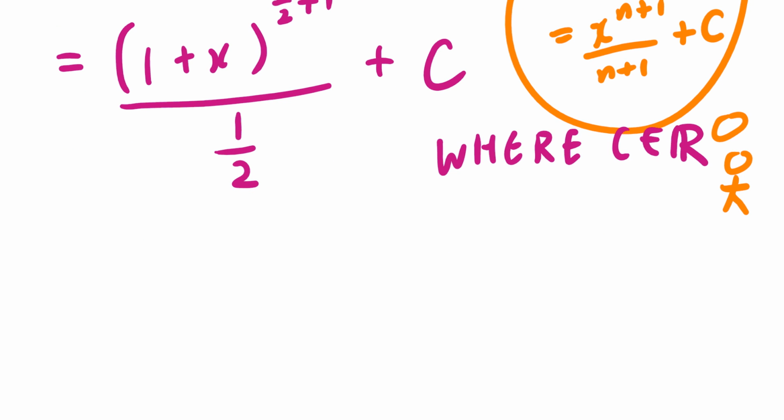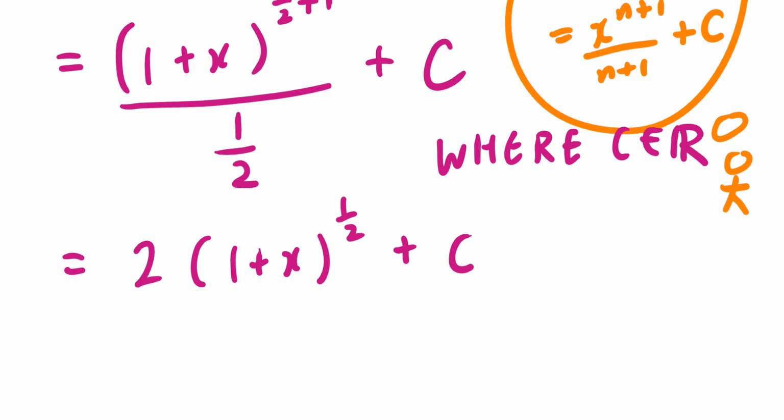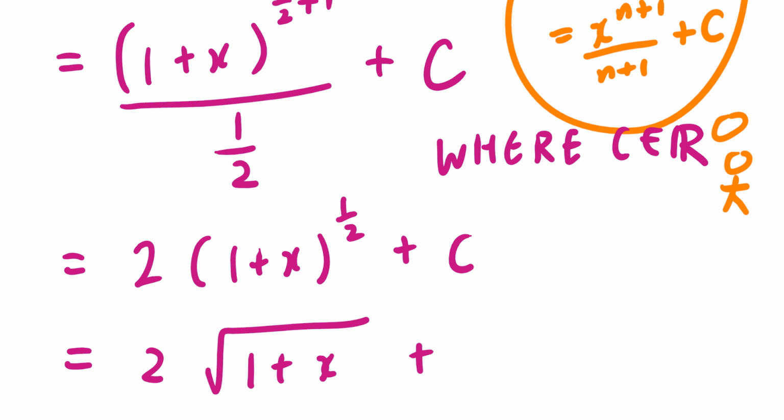So here comes the final answer. If I'm dividing by half, that's the same as multiplying by 2. And 1 plus x to the power of negative half plus 1 is going to be half, plus c. Or if I revert back to a square root symbol, it's going to be 2 times the square root of 1 plus x plus c.